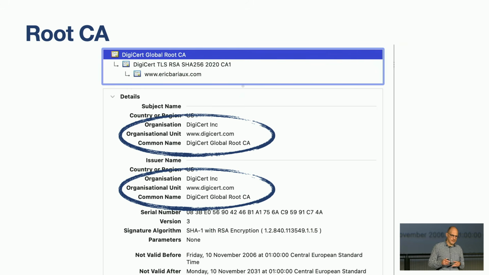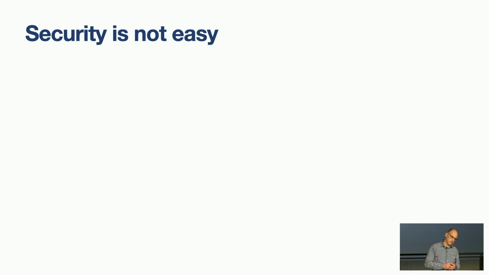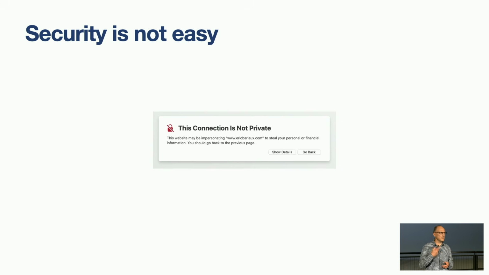Now, yesterday, Michaela was showing me my site and saying, hey, is that your site? Because it says something weird. It says that your certificate is not valid. And I say, oh, kind of panic attack. I'm talking about security and certificates, and my certificate is not valid.